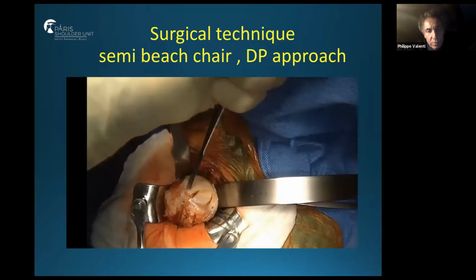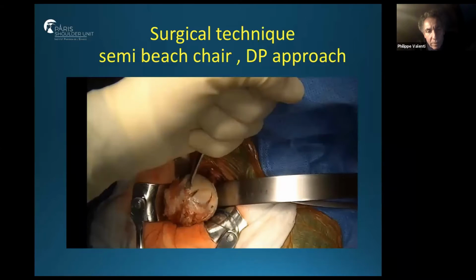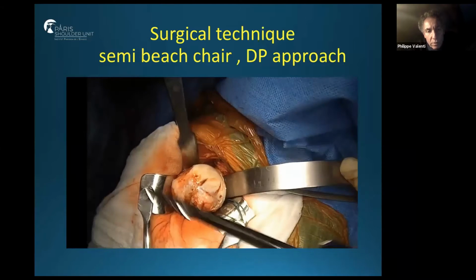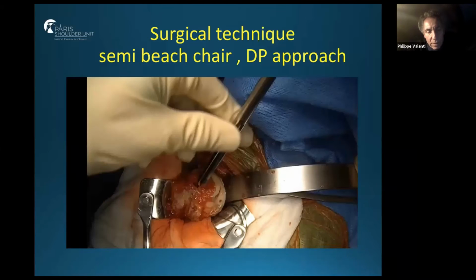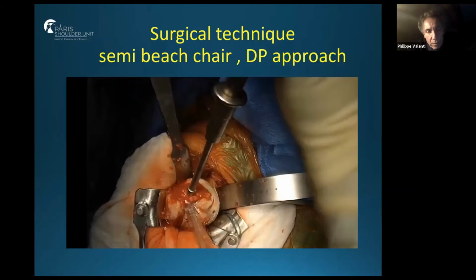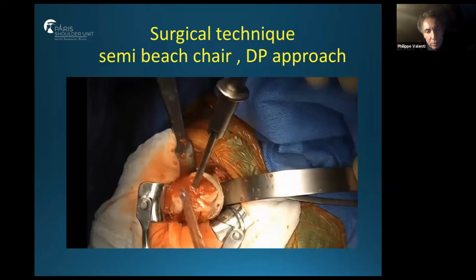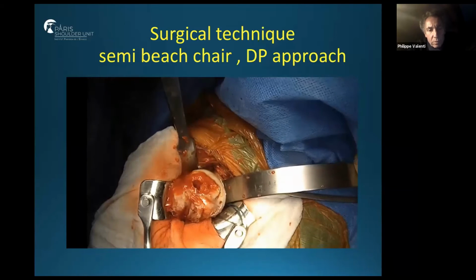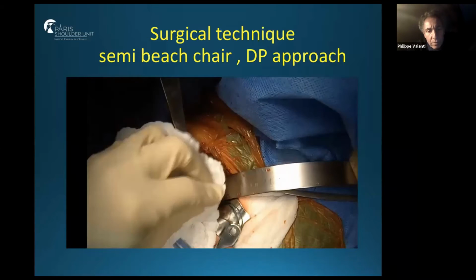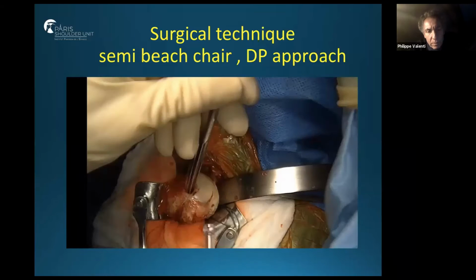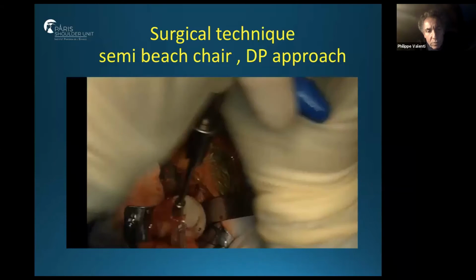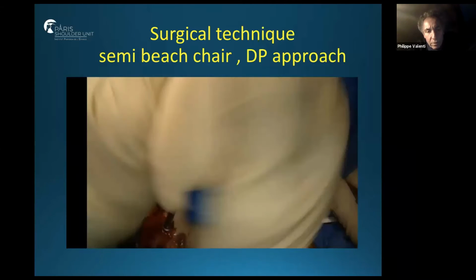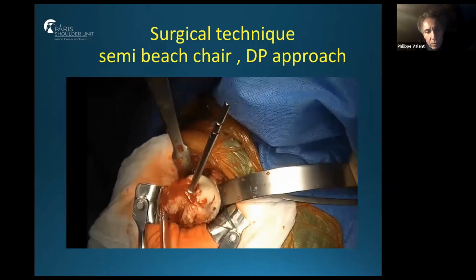Detach the capsule and the subscapularis, very large. The latissimus dorsi is the limit of the inferior part of the subscapularis. After, you use a reamer, and we use a long stem to avoid varus and valgus. It's not a problem. After, the most important is to define your cut of the humerus.